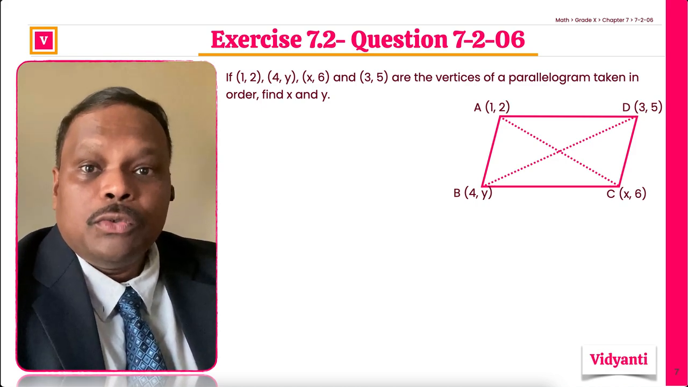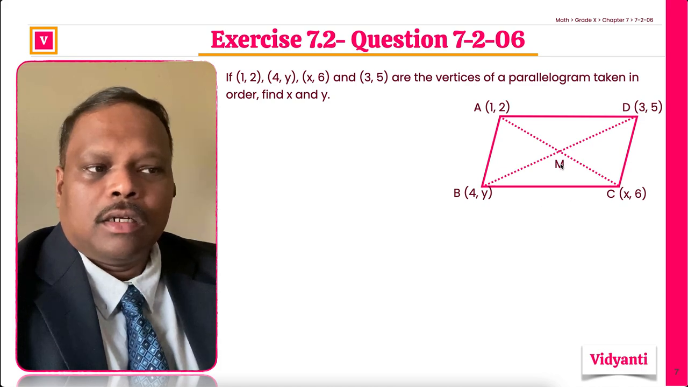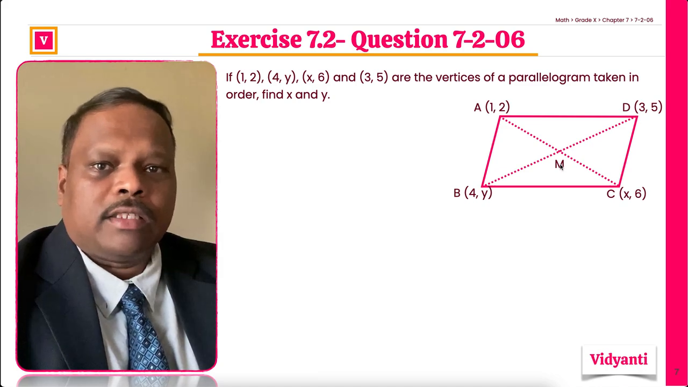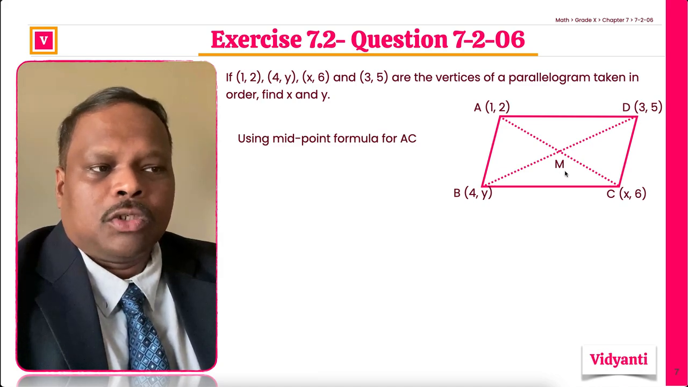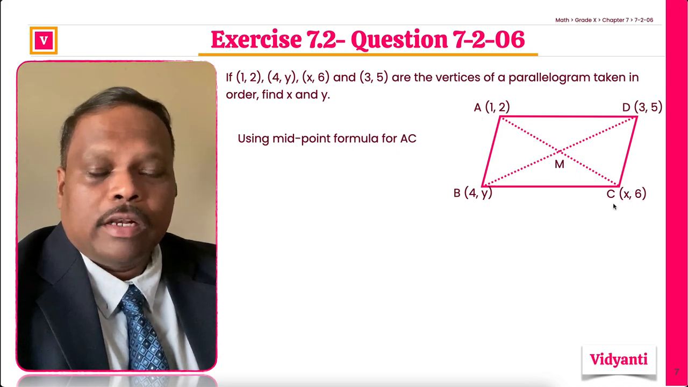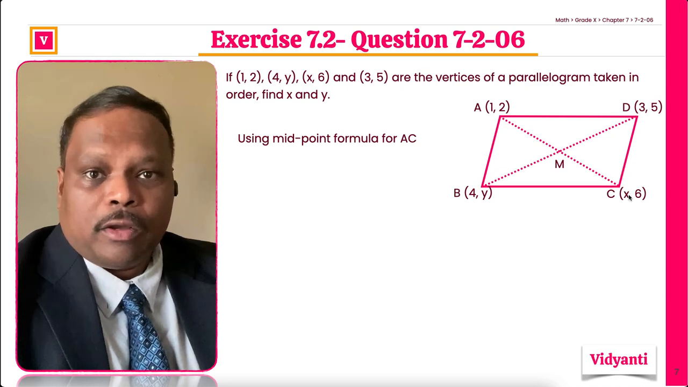So we are going to use the midpoint formula and determine the coordinates of M. We'll get some known things, we will get some unknown things, we'll compare them, and that's how we will find out the answer. So let's assume that M is the midpoint. We are going to calculate the midpoint for diagonal AC. So we'll consider coordinates of A and coordinates of C.